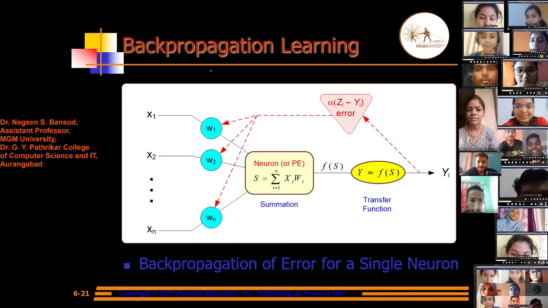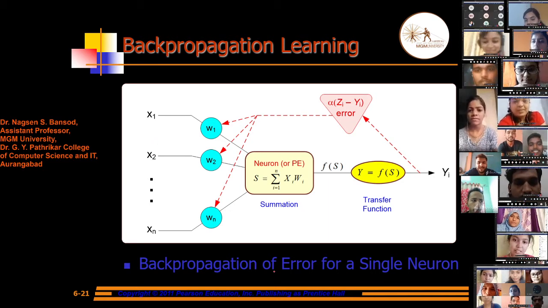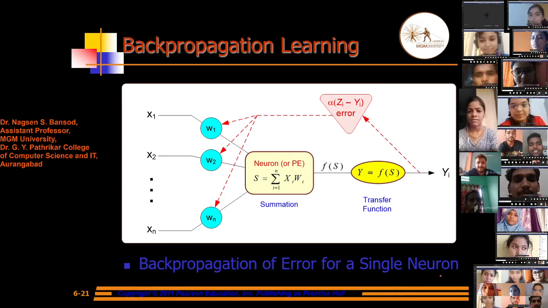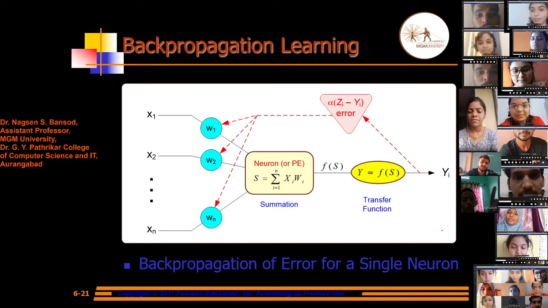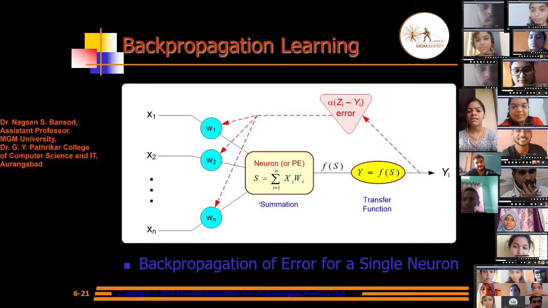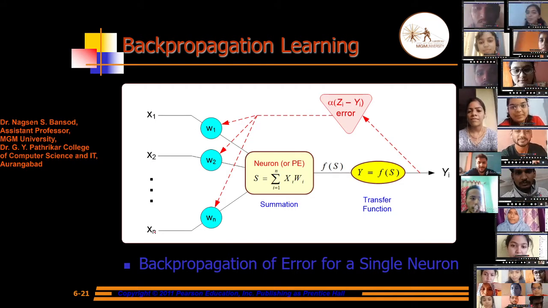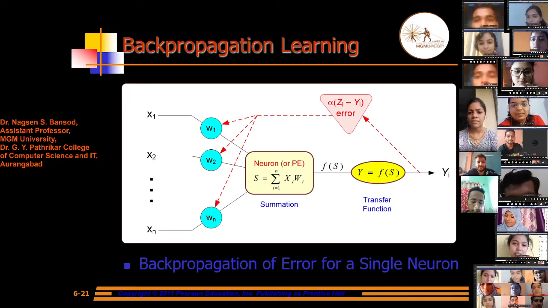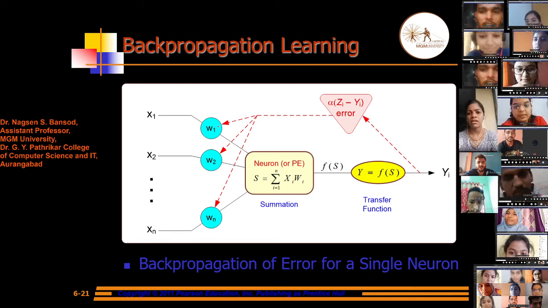Now you see the backpropagation learning algorithm. Backpropagation of error for a single neuron. This is the architecture of error for a single neuron. You see this diagram. In this diagram x1, x2 up to xn are inputs, and w1, w2, wn are the weight values. We can change these weight values to get the appropriate output to achieve our target.